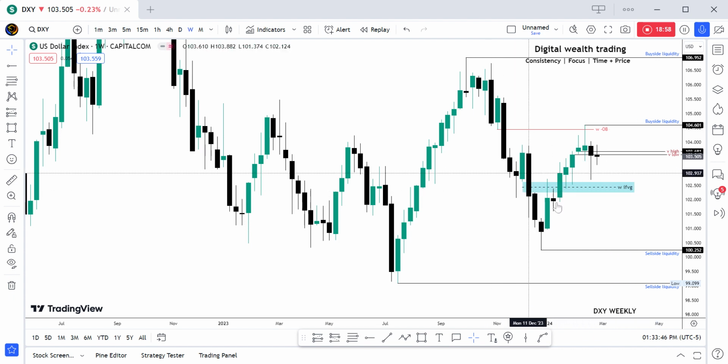We have an inversion fair value gap here. So if we come and retest, there is the market, and also this is at equilibrium between this low and this high, so there might be another ranging market around this area.